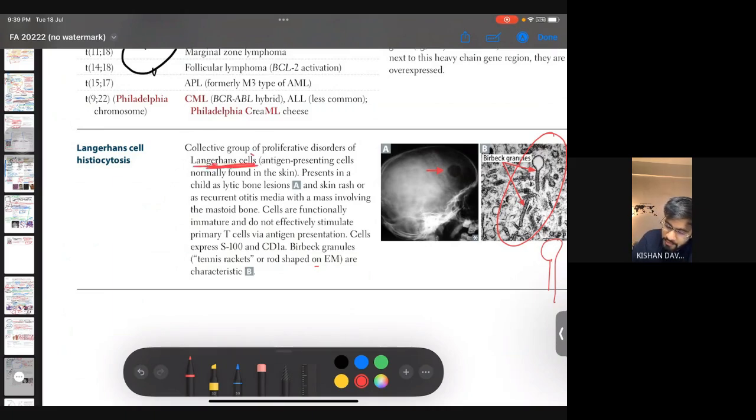Langerhans cells. Proliferative disorders of Langerhans cells. Antigen presenting cells normally formed in skin, presenting in a child as lytic bone lesions. One important point to remember: S100 and CD1a are the markers you need to remember. And Birbeck granules look like tennis rackets or rod chips.